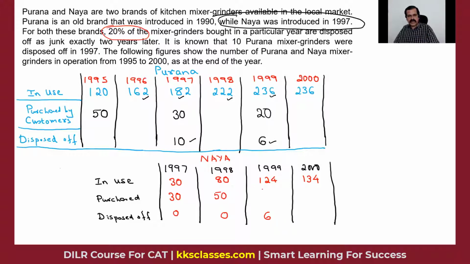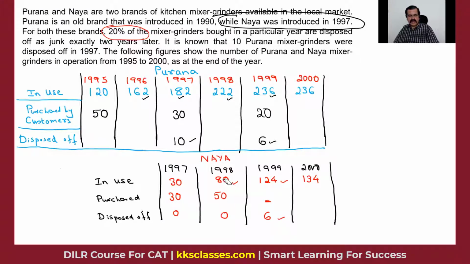Now we come to 1999, should be able to do this. Similar to what we did for Purana. If you look at three numbers, which are the three numbers? We know that now, right? Using this 80, 124, and 6, I should be able to get this number. The same logic we used earlier for Purana.